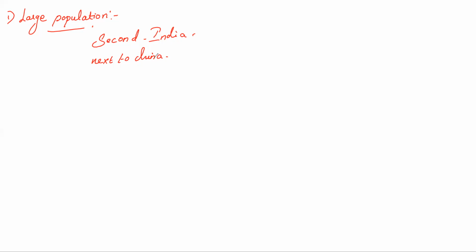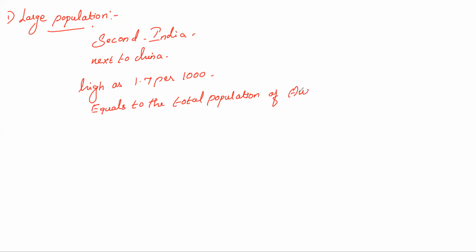So population growth rate of India is very high. That is always a hurdle to growth rate. The population growth rate in India is as high as 1.7 per 1000. The annual addition of population equals the total population of Australia. Okay, that's all.